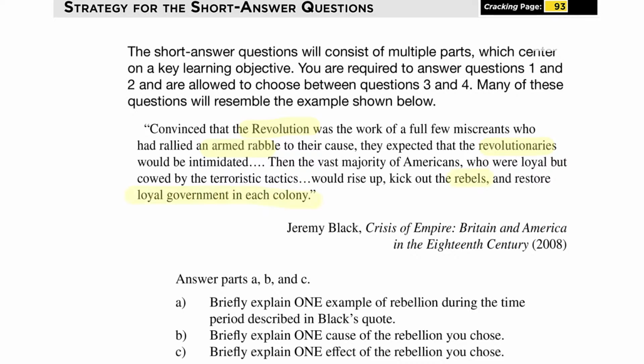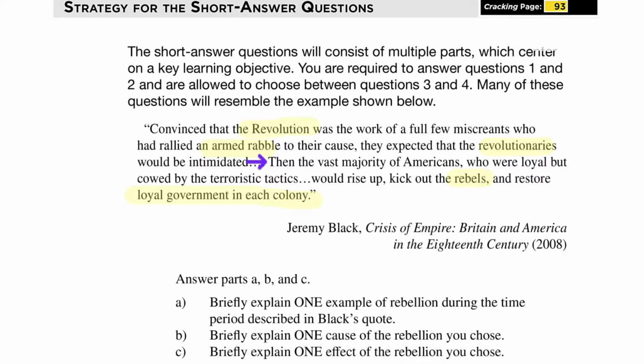Now, what's interesting is he doesn't tell us exactly what war he's talking about, but we can figure it out from some of these context clues, right? I mean, first of all, it says the revolution, so we must be talking about the American Revolution. We're not talking about the French Revolution. That wouldn't make any sense. And an armed rabble. Who was the armed rabble? Well, those must have been people like the Sons of Liberty and all the revolutionaries who fought in New England, especially. And then it talks about the vast majority of Americans who were loyal.